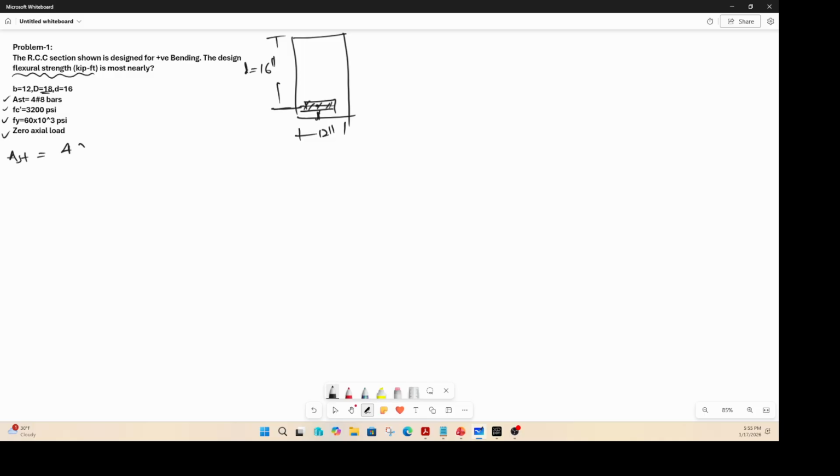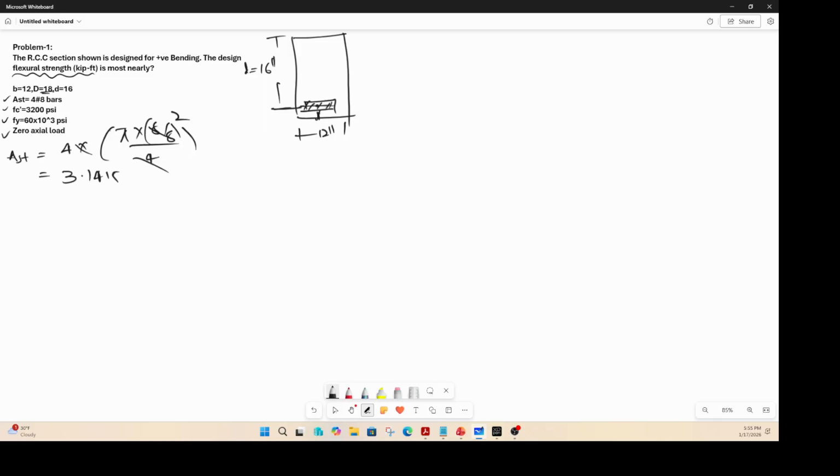4 number 8 bars. So 4 into pi into 8 by 8 square by 4. Okay, 4, 4, 8, 8. That means this is the lucky number. So that is the area of steel. Okay, so we have our area of steel.